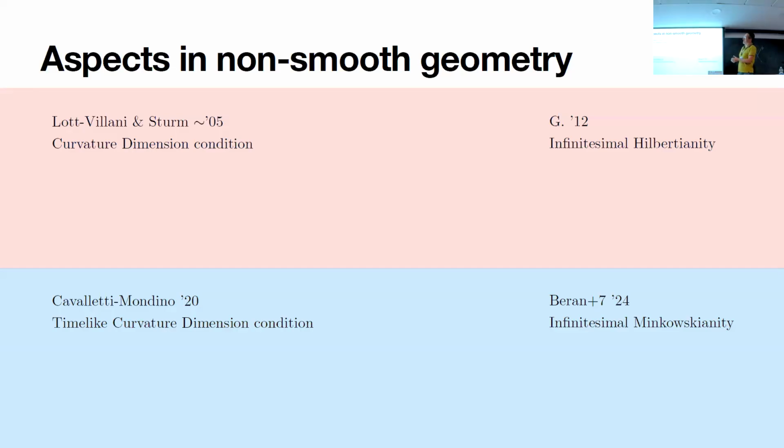But anyway, it is a condition that in the smooth world is equivalent to a suitable Ricci curvature lower bound in timelike directions. But it's synthetic, so it works in a non-smooth world. It has better stability properties. Okay? Now, as soon as this condition came out, one of the questions that people were asking was, is there an analog of infinitesimal Hilbertianity in this world? The question was a bit non-trivial because Sobolev functions in Minkowski are not really a thing.